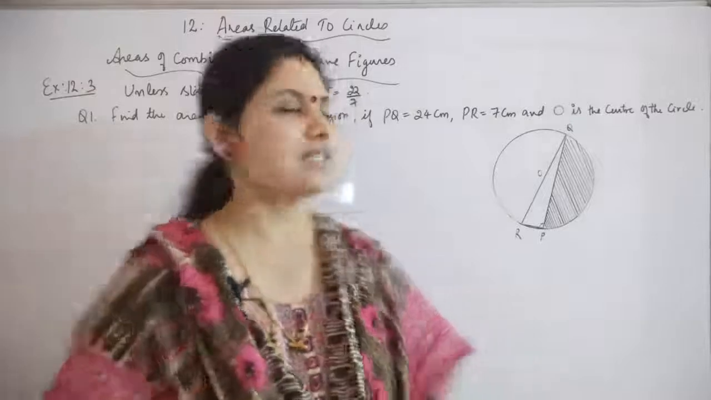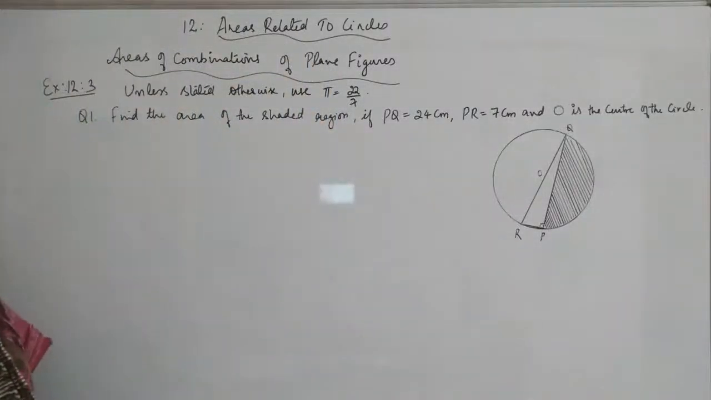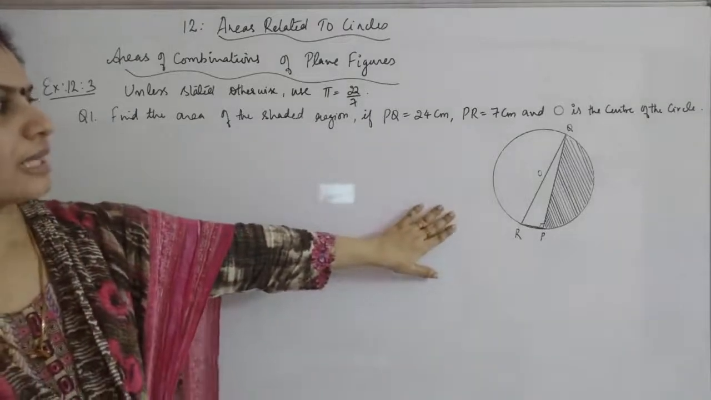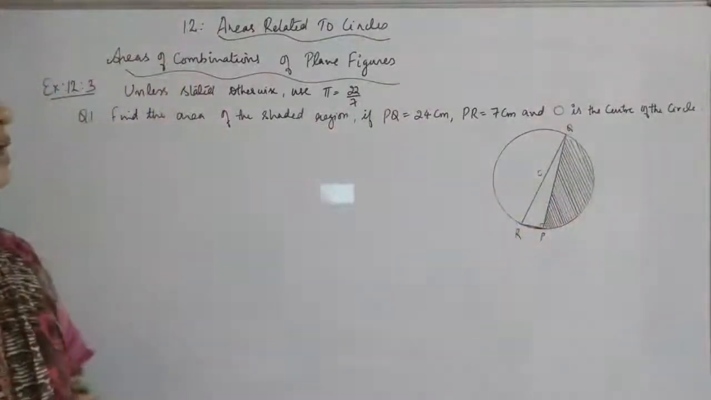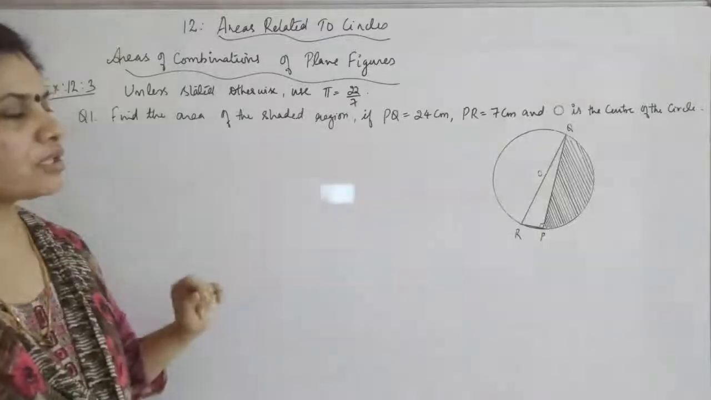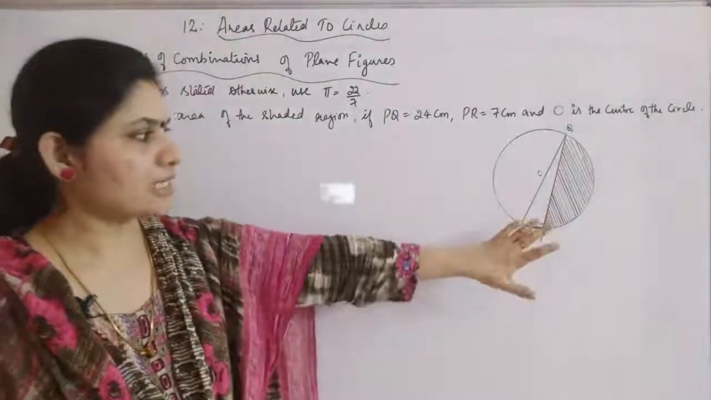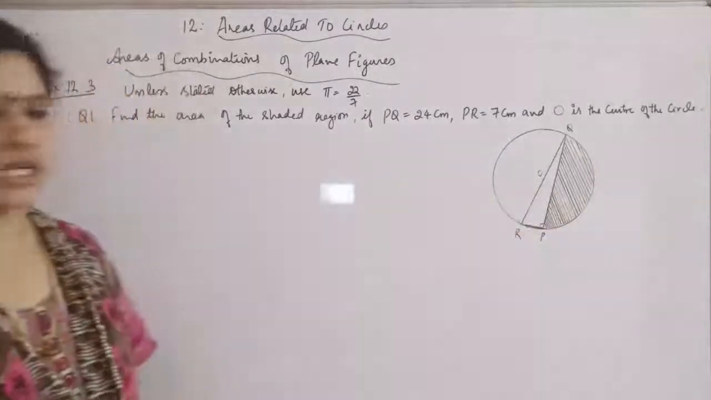The first question is, find the area of the shaded region if PQ is equal to 24 centimeter, PR is equal to 7 centimeter and O is the center of the circle. So the circle is given in the question and this portion is the shaded region, and you have to find the area of this region. For that, we will find the area of the semicircle first and then subtract the area of the triangle from that in order to get the area of the shaded region.